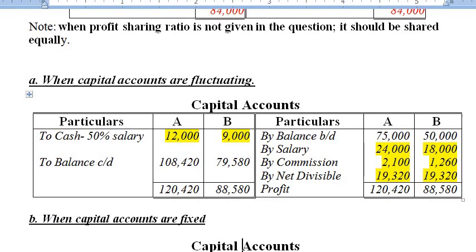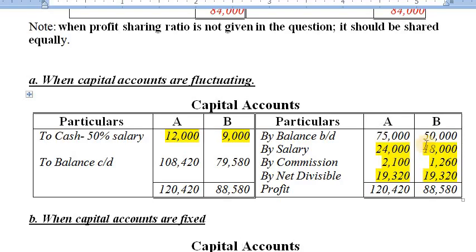Capital accounts, opening balance was given as 75,000 and 50,000 respectively. Salary credited to A, salary commission credited to B. If you are asked to prepare journal entries, first you think of the ledger and then go to journal. Last year you studied journal first and then ledger posting, but that is not how it happens in real life. When you come to higher classes, first you think of what you want in the ledger. Accordingly, you frame the journal entries.